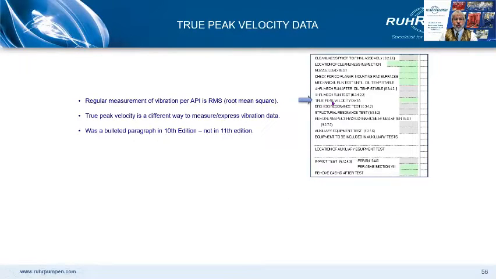Unusual one, true peak velocity rather than root mean square, which is what we normally measure. It was a bulleted paragraph in the 10th edition, and it's not in the 11th or 12th at all, but it's still in the data sheet.